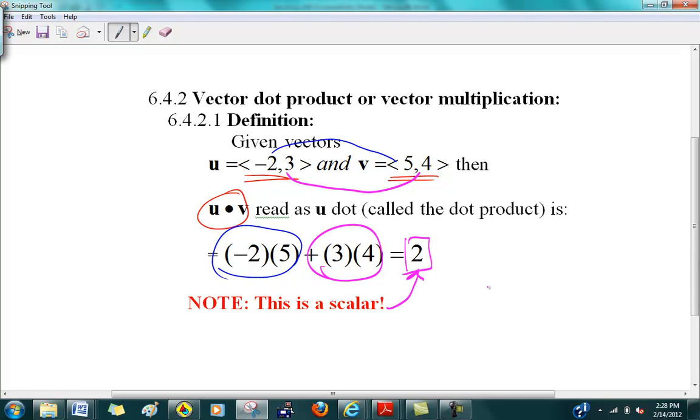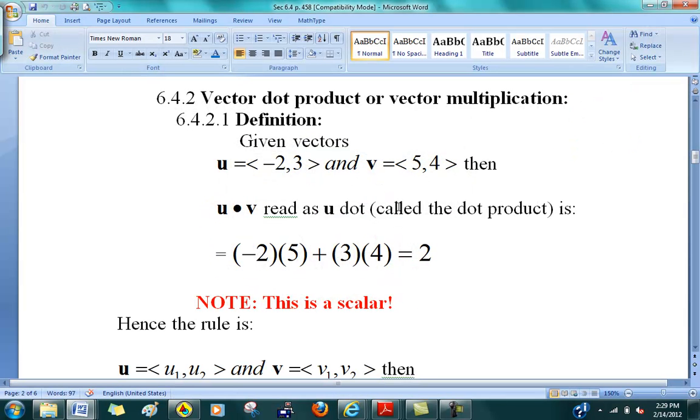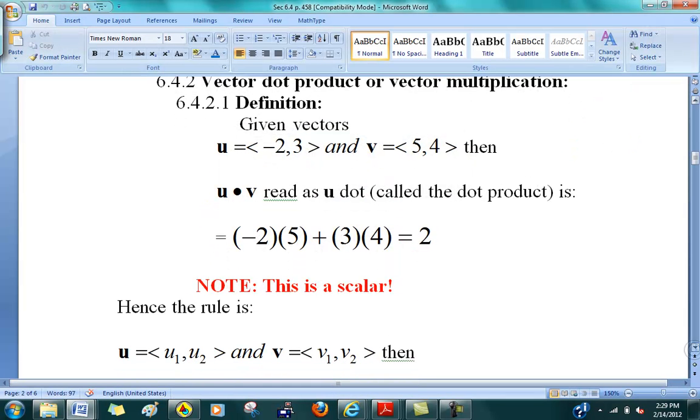Now notice that the result is just a scalar. It's not a vector where you've got two things or two components in it. So the dot product of a vector multiplication is always a scalar, a mere number. All right, so here's the general rule for it.